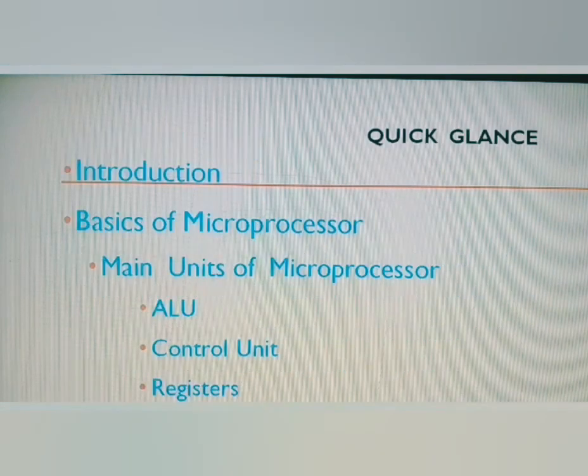What else have we discussed today? First we finished the introduction, that is, what is computer organization and architecture. Then we finished the introduction to the microprocessor. Then we discussed the main units of the microprocessor, that is your three main units. What are they? ALU, control unit, and the next one is your registers, or your internal memory. So clear with the concept we have discussed today?